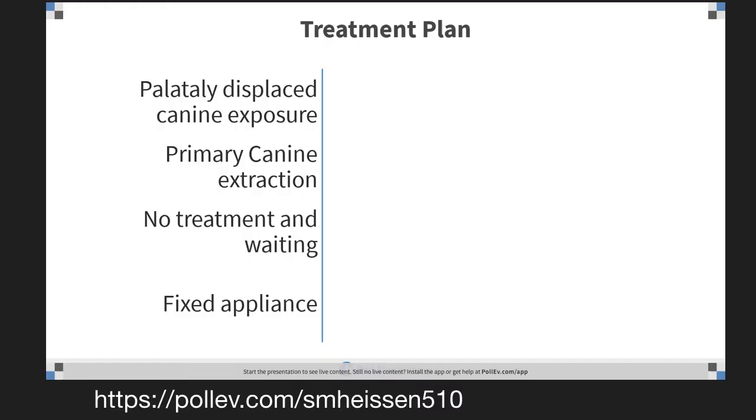So, what is our choice, evidence-based or without evidence-based? We have choices here. We can expose the palatally displaced canine to accelerate its eruption. We can extract the primary canine and wait. We can wait without treatment, and we can use fixed appliances and exposure and everything.